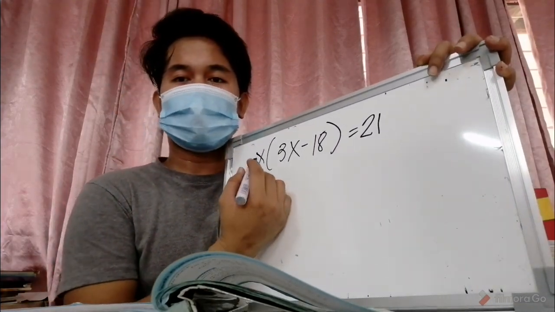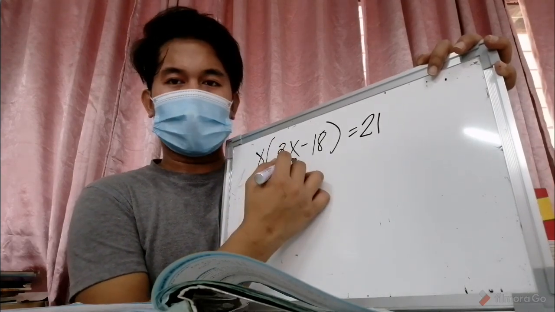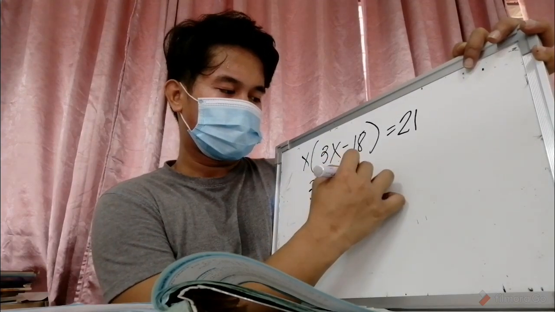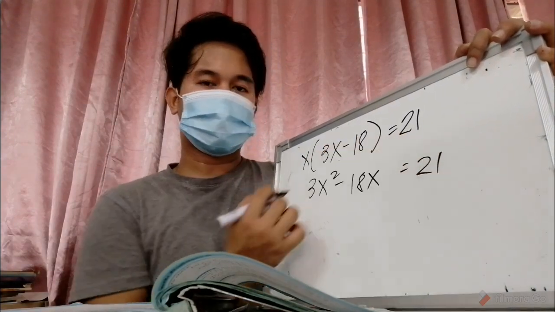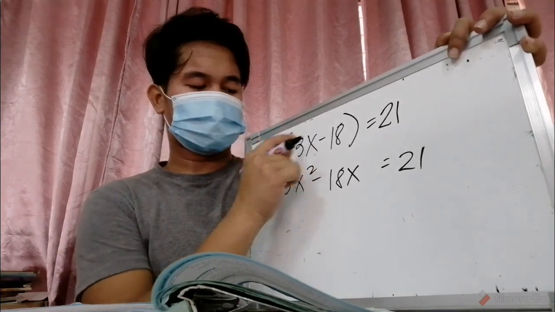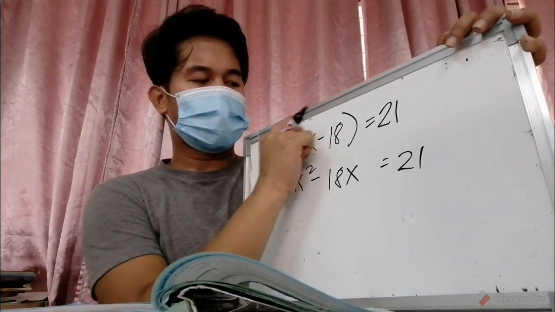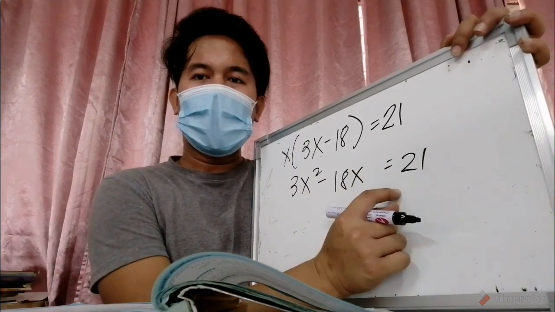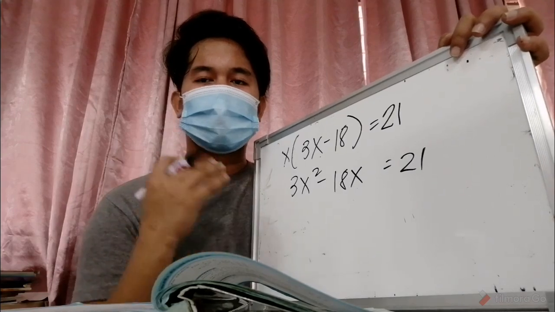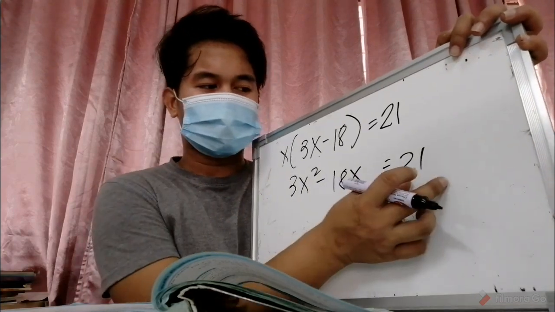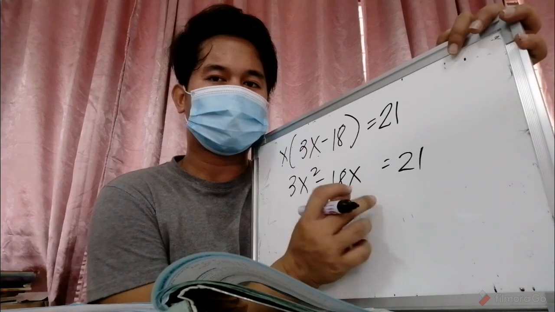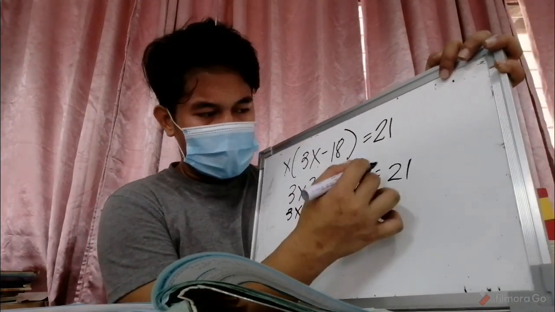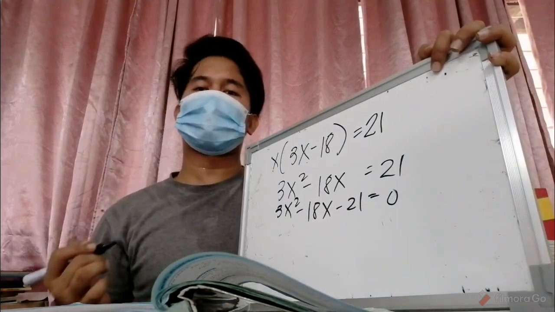So we distribute or multiply x sa 3x and x sa negative 18. So, we have here 3x squared minus 18x equals 21. We multiply x to 3x, which is 3x squared, and we multiply x to negative 18, which is negative 18x, then copy 21. And to make it in the general form of the quadratic equation, transpose positive 21 to the left side, so we have 3x squared minus 18x minus 21 equals 0.